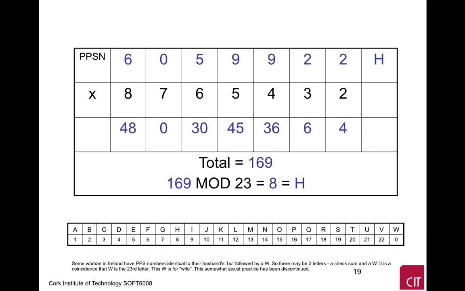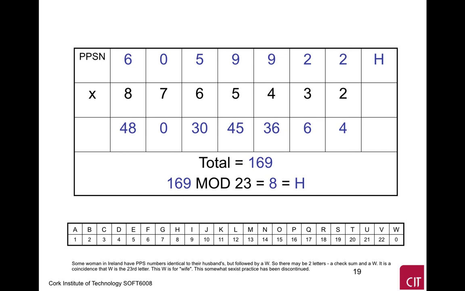Okay? So this here is a number I made up. Apologies to whoever owns it. Somebody somewhere owns this. So the 6 there gets multiplied by 8 to give you 48. The 0 gets multiplied by 7 to give you 0. The 5 gets multiplied by 6 to give you 30, and so on all the way down to the 2 getting multiplied by 2 to give 4. So this gives a total of 169. Okay? Now, if you do 169 mod 23, you get 8.